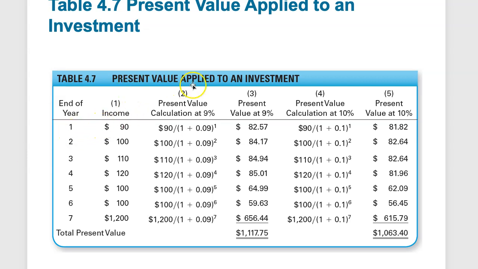Here we have a present value applied to an investment. This investment has income each year, and we can calculate the present value of the income at a discount rate of 9%, and this will give us our present value. If we add all the present values together, this becomes our total present value of those cash flows. Now, this is using 9%. If we were to do a present value discounting at 10%, we see that the overall present value is lower. So what we learn here is as the discount rate increases, the present value decreases.